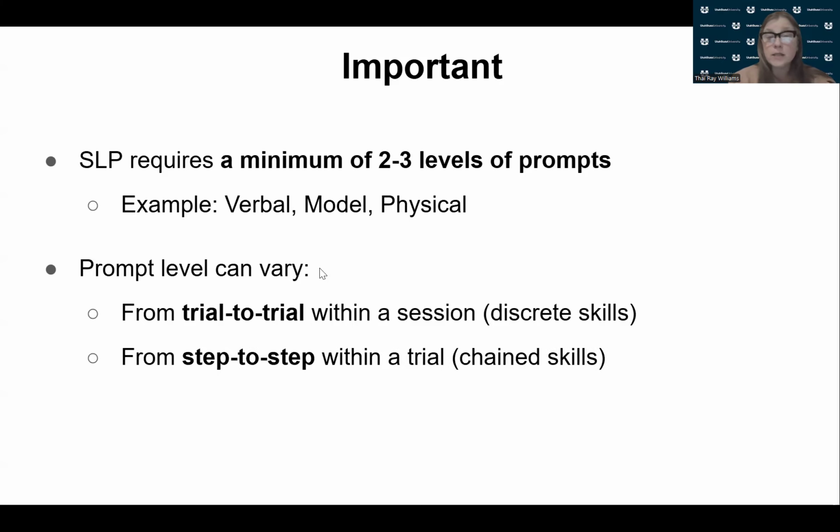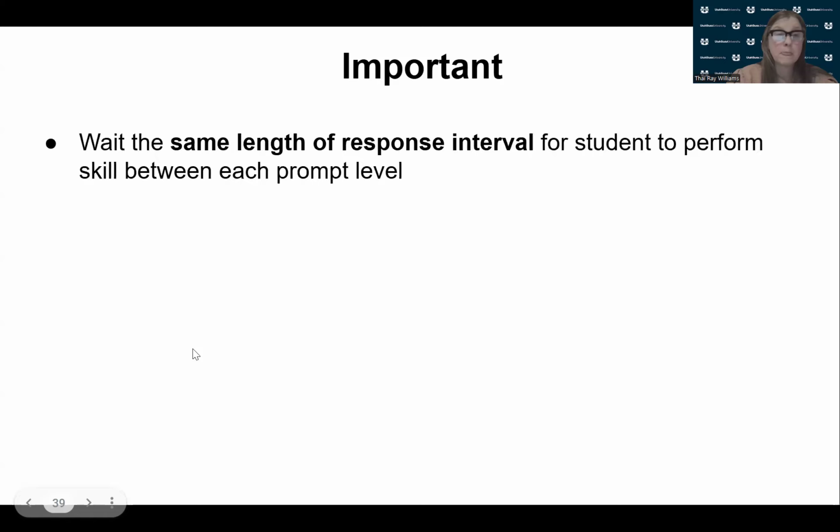Or in a chain skill, it can vary from step to step. So if I'm washing my hands, I might be able to independently turn on the water, but I might need a gesture to get the soap. So between those two steps, the prompting level varied, right? And then maybe I'm able to wash my hands together with a model, and I only need a gesture paired with a verbal prompt to turn the water off. So again, those prompting levels can vary from trial to trial and from step to step.